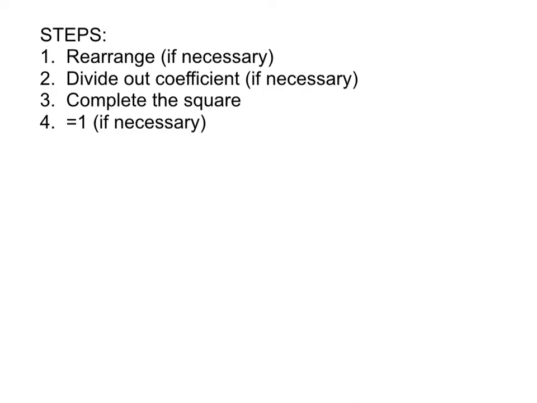The first thing that we're going to do is rearrange the equation if necessary. The second thing is you will need to divide out the coefficient if necessary, and this is if there's a coefficient in front of an x squared term or a y squared term. And then we're going to complete the square, so hopefully you remember how to do that. And then if it is a hyperbola or an ellipse, then you will need to set it equal to 1 if necessary.